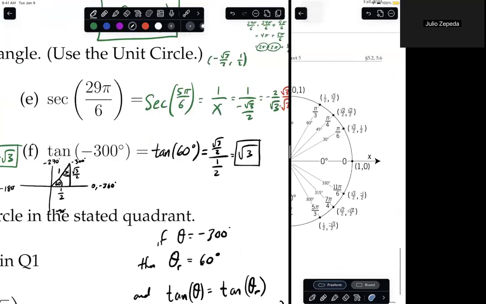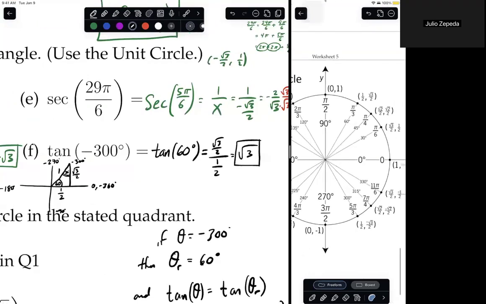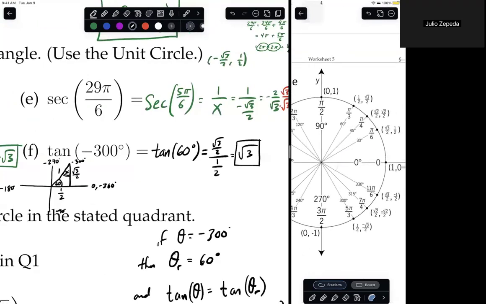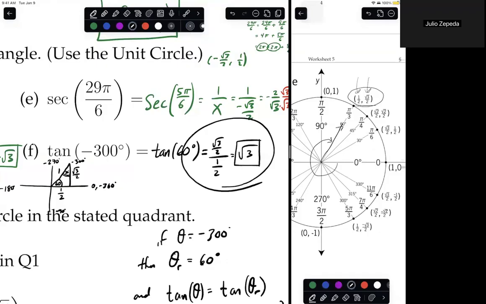Now, if we try to verify with a unit circle, you're going to notice that negative 300 degrees is not on the unit circle. But if you rotate negative 300 degrees, you get to the same spot as the 60-degree angle. So the associated point is this one here. To find the tangent, you use y divided by x, and that would be root 3 over 2 divided by 1 over 2. And that's exactly what we did. So it's pretty easy using the unit circle.